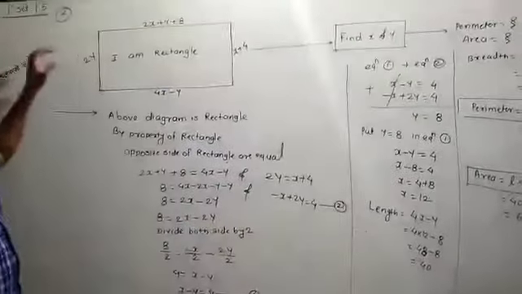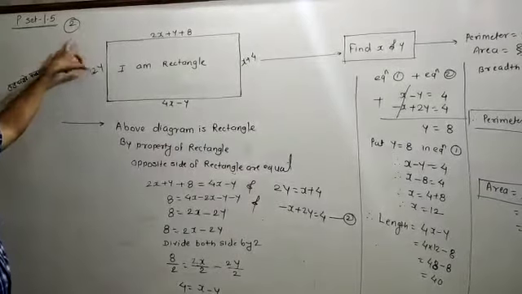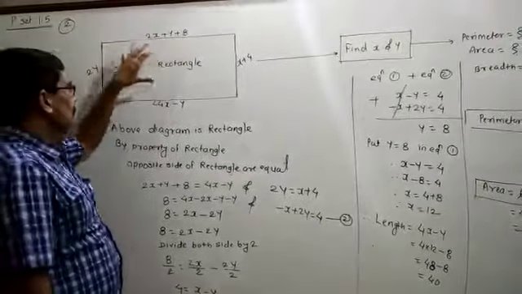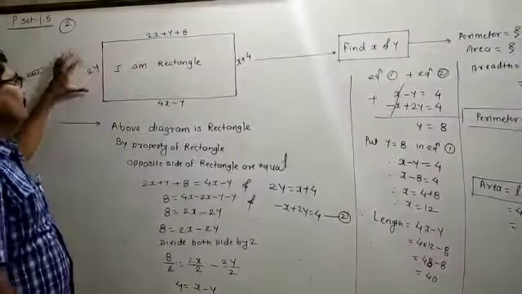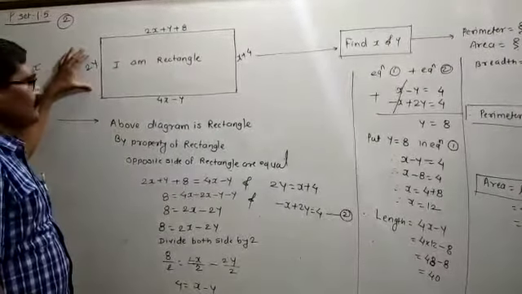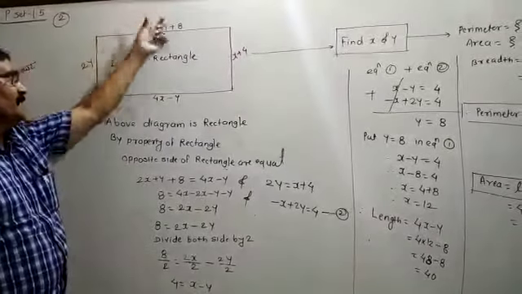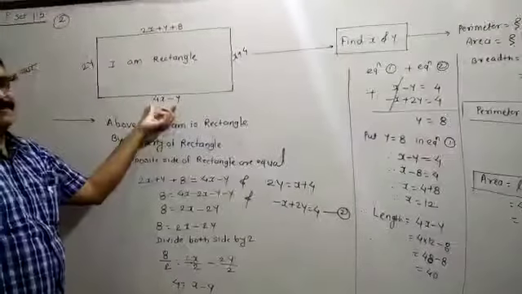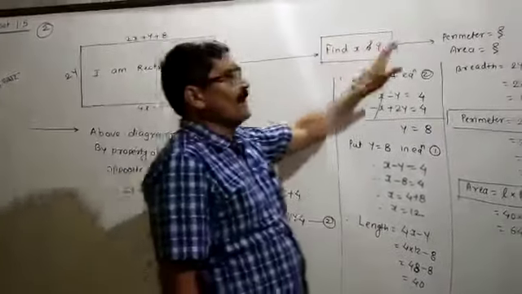Students, today you have to start with practice set 1.5, second example. This example is like this. It tells that I am a rectangle. This side is 2y, this side is x plus 4, this side is 2x plus y plus 8, and at that time this side is 4x minus y. Then you have to find x and y.